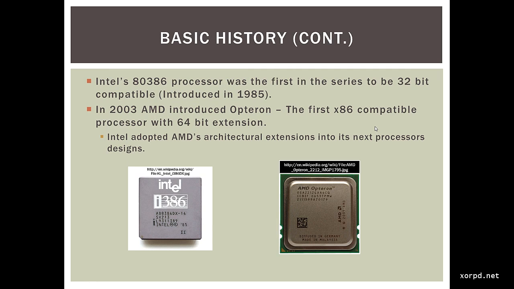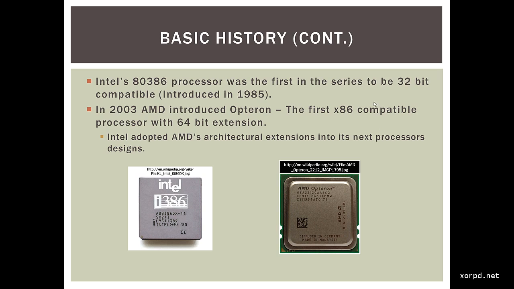Intel 8386 processor was the first in the series to be 32-bit compatible, and it was introduced in 85. In 2003, the AMD company introduced Opteron, which was the first x86 compatible processor with 64-bit extension. It was the first x86 compatible processor that had the ability to deal with data of size 64 bits. Intel adopted AMD's architectural extensions into its next processor designs.